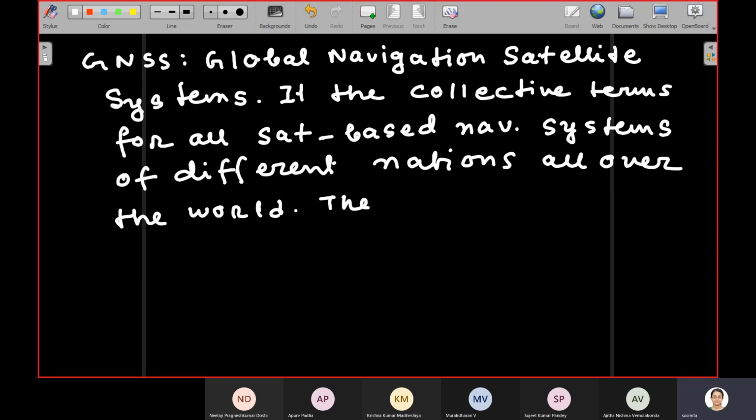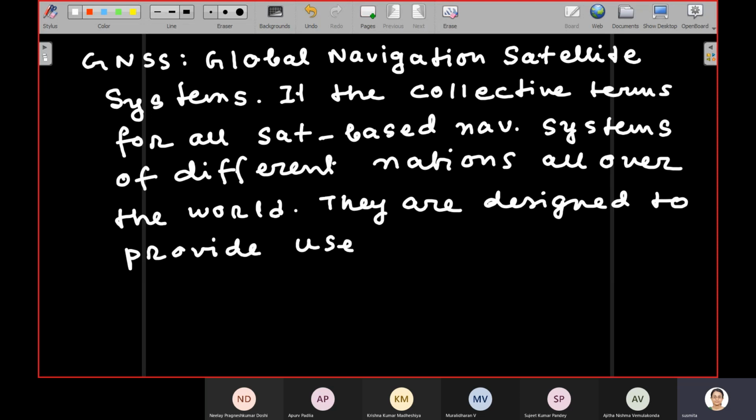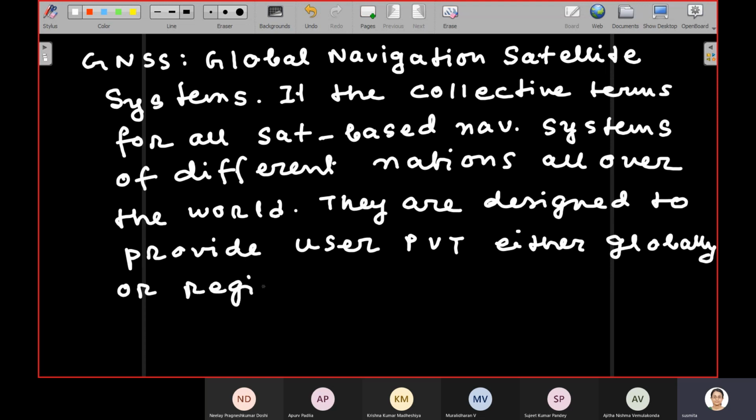So they are designed to provide user PVT. I am not explaining PVT, already discussed PVT: position, velocity and time. Time means the clock that the user uses can be corrected using GNSS time. That's why we say PVT. So they are designed to provide user PVT either globally, meaning anywhere in the world, or regionally. Regionally means over a particular geographic area.